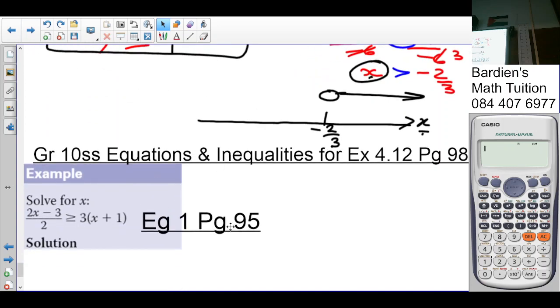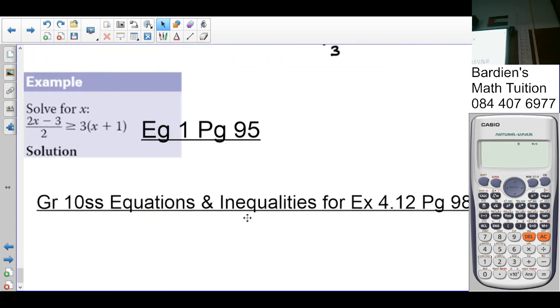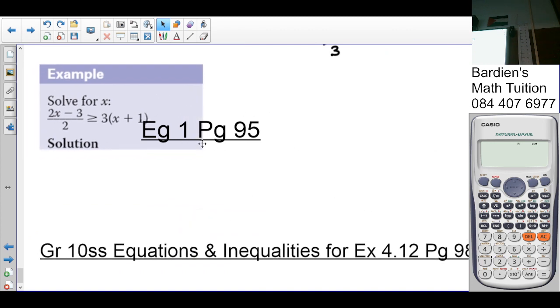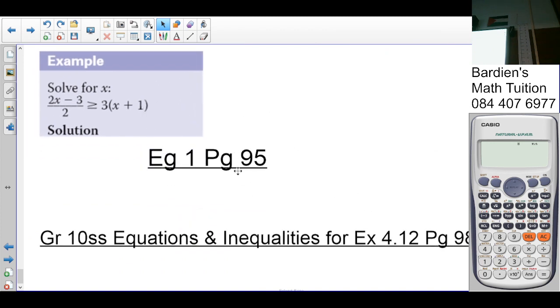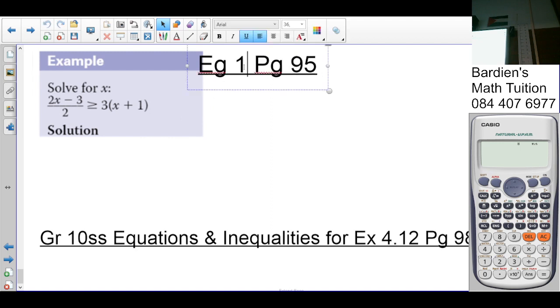Right. This is the first example on page 97.